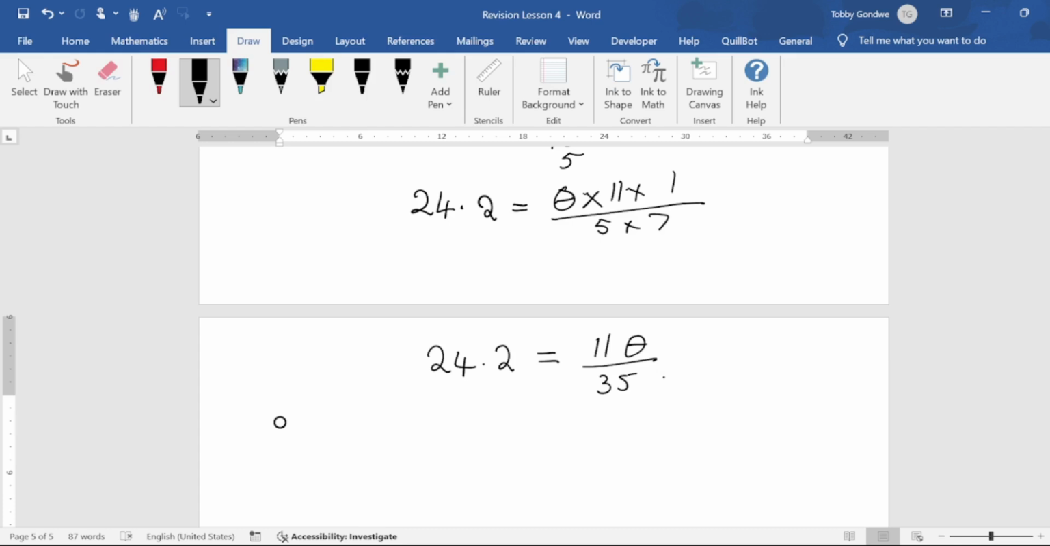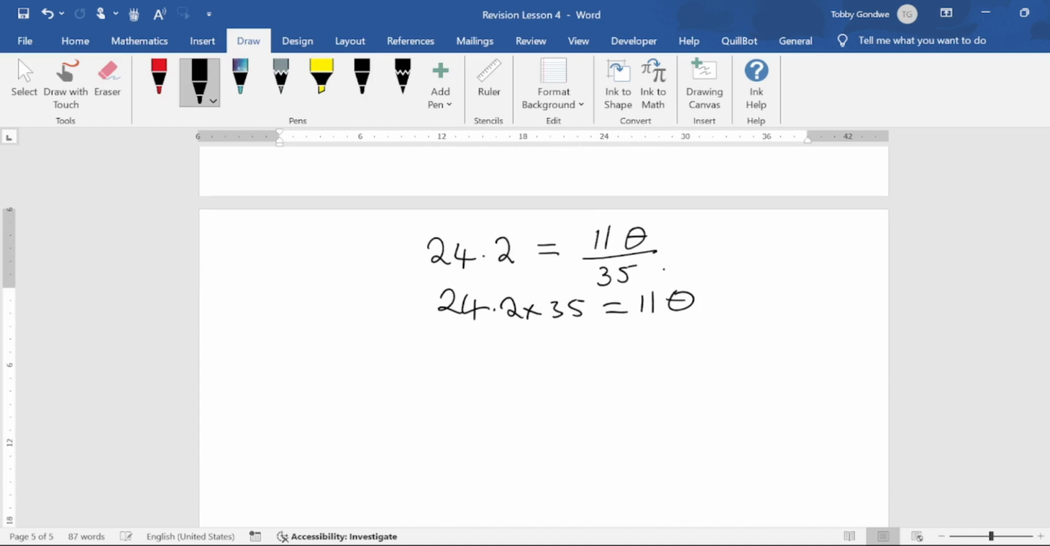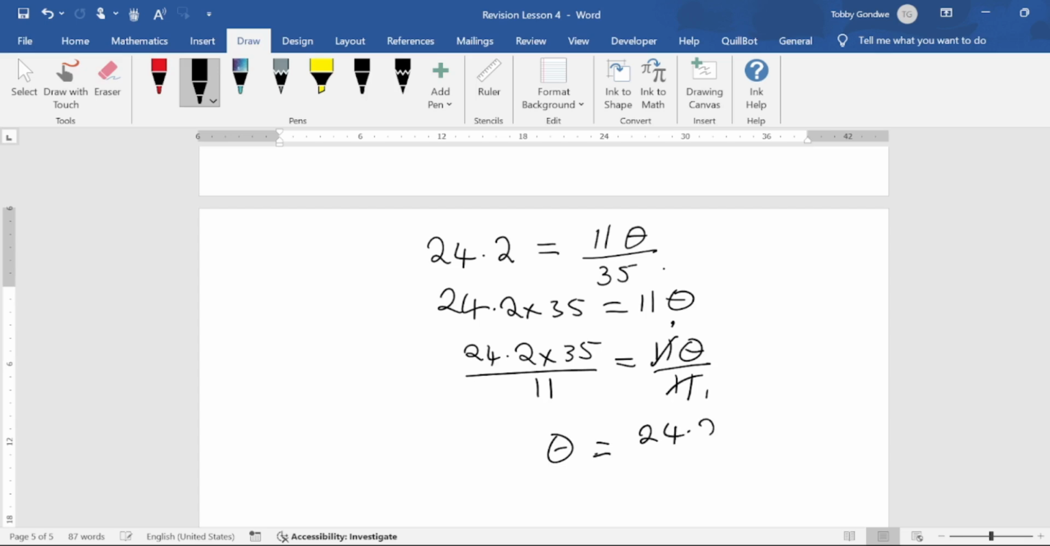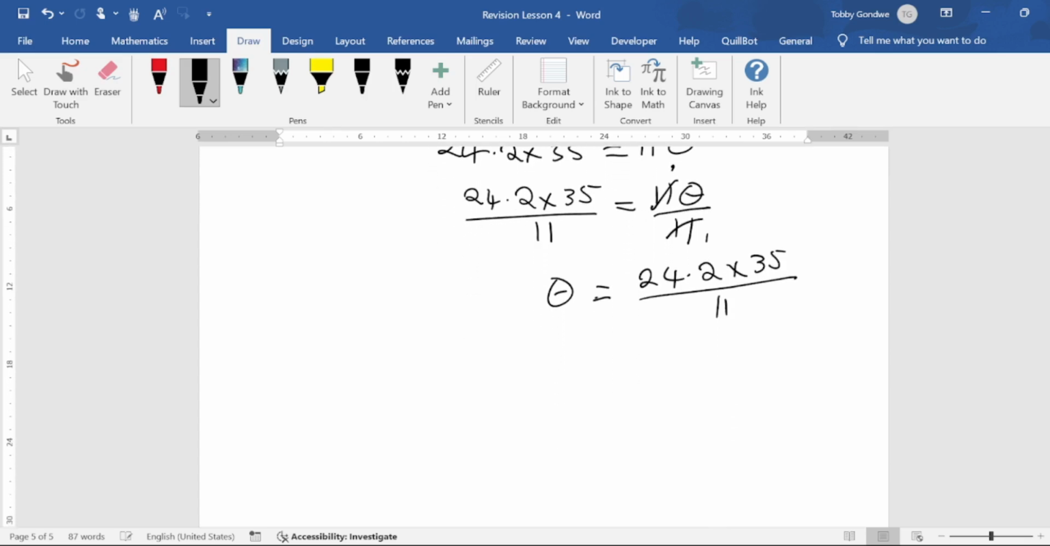So cross multiplying, we have 24.2 times 35 is equal to 11 theta. Then we divide both sides: 24.2 times 35 divided by 11 is equal to 11 theta divided by 11. So this 11 and that 11 cancel. So we have theta is equal to 24.2 times 35 divided by 11. Can we simplify this? Yes.